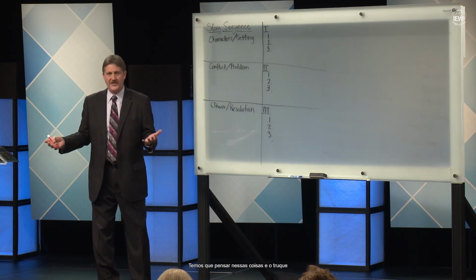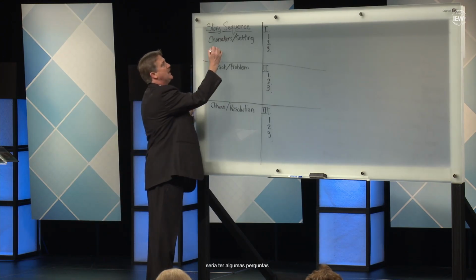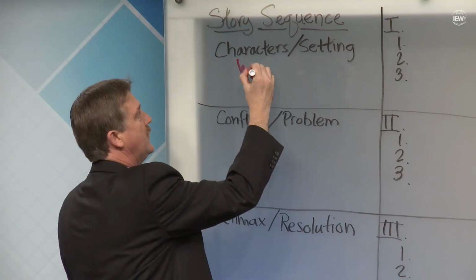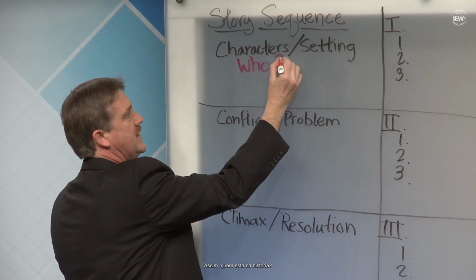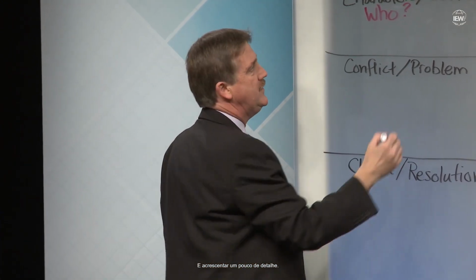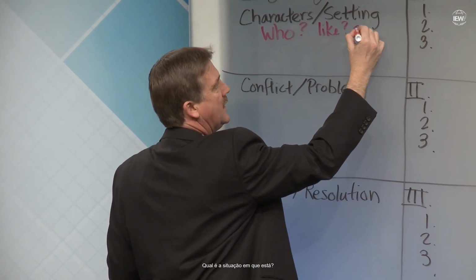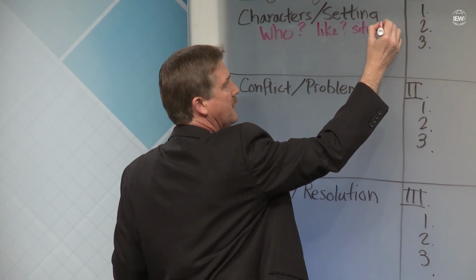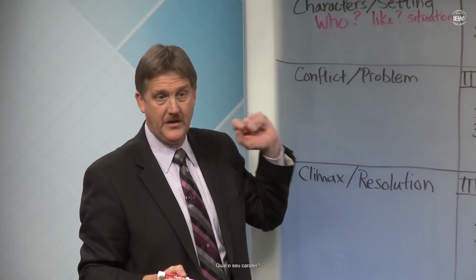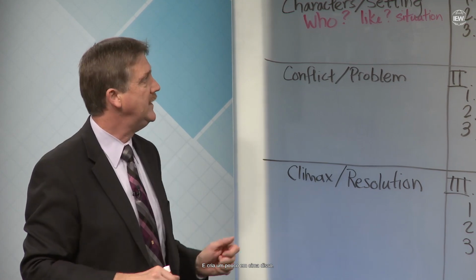We have to think of these things. And the trick there then would be having some questions. So if you want to talk about the characters, what question would you ask? Okay, who is in the story? And you'd want to add a little bit of detail. Who's in the story? You know, what is that person like? What is their situation? What is their circumstance? What is their character? What is their personality? Right? And build that up a little bit.